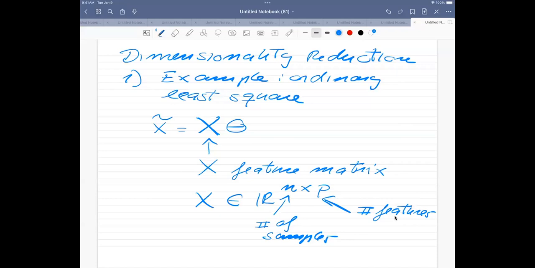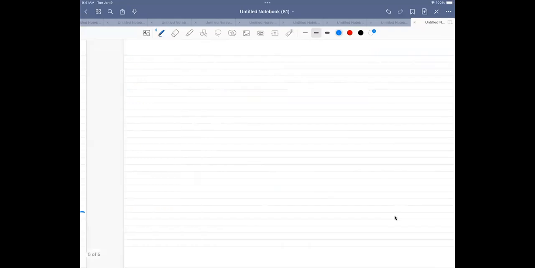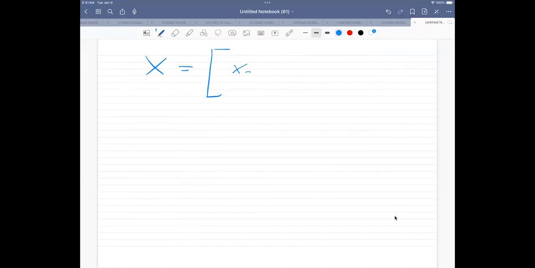Many of you have seen this before, and now I'm going to write this matrix X in terms of a set of vectors. So there will be a column vector X0, a column vector X1, and this goes all the way up to X of P minus 1. These are the features which define this matrix.